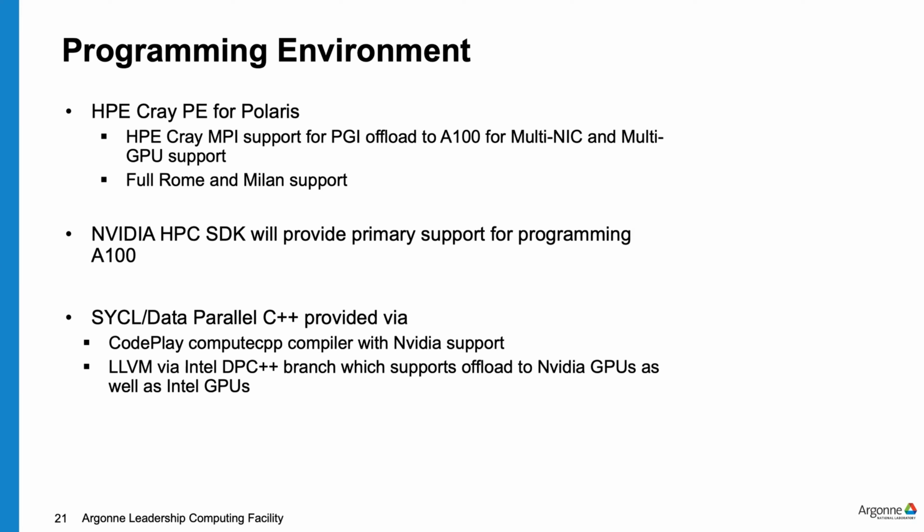So as I mentioned earlier, the main programming environment is the HPE Cray programming environment available on Polaris. It provides the HPE Cray MPI support, which allows for PGI offload to the A100s for multi-NIC and multi-GPU support. This has full support for the Rome and, more importantly, the Milans. There's also the NVIDIA HPC SDK, which can give you a use case for programming on the A100s, along with the other programming models available.